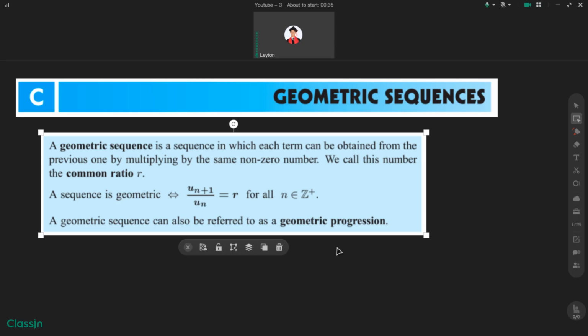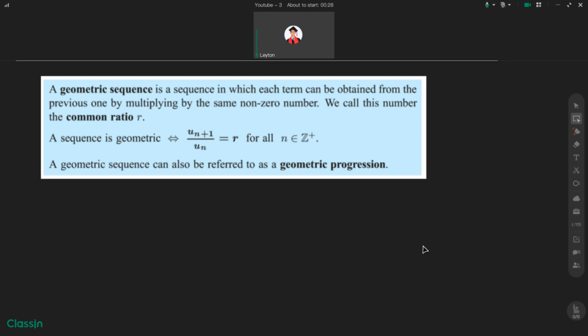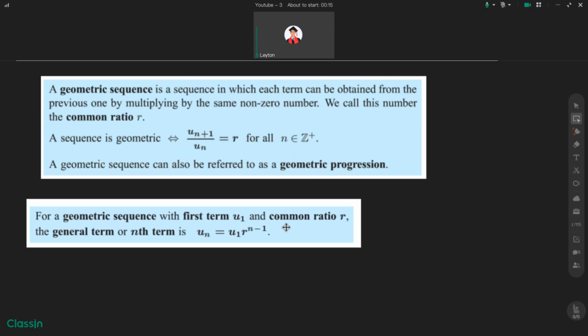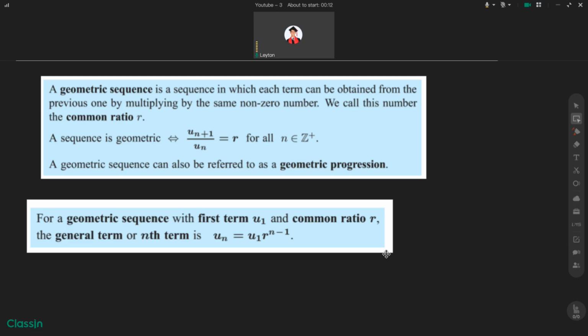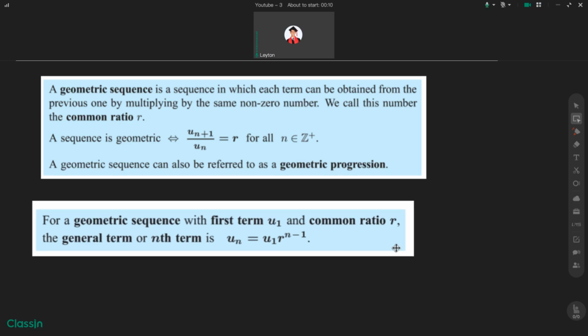A geometric sequence can also be referred to as a geometric progression. That's just another way of calling it. All right, so let's get into the general term. So the general term formula, I mean. For a geometric sequence with first term u1 and common ratio r, the general term, or nth term, is u of n equals u of 1 times r to the n minus 1 power.